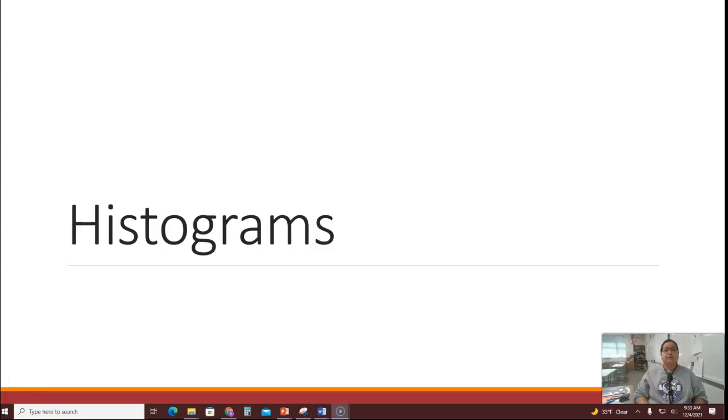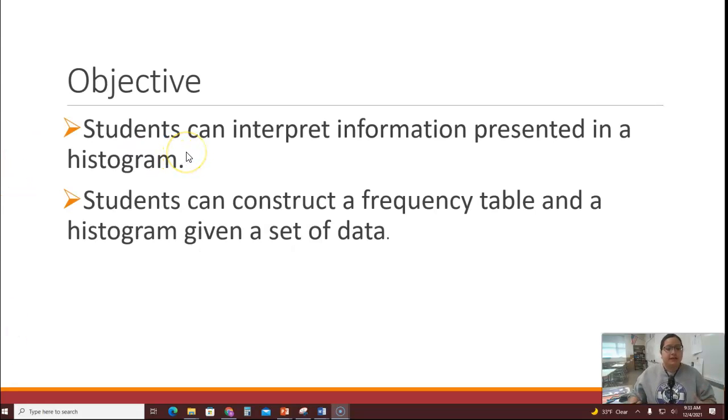Hello class, today we are going to be learning about histograms. So in your notes, if you'll please find 1.5 histograms. It starts on the page that says 1.4 at the top. So your job today is that you can interpret information presented in a histogram and that you can construct a frequency table which you'll use to then construct a histogram when I give you a set of data.